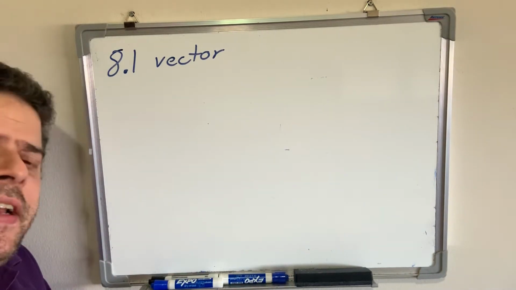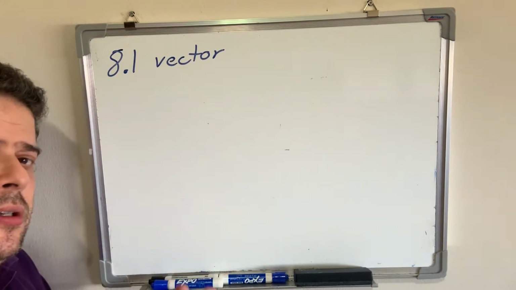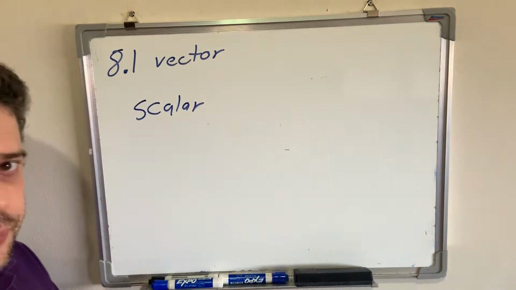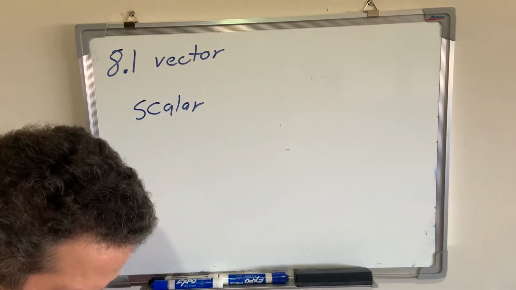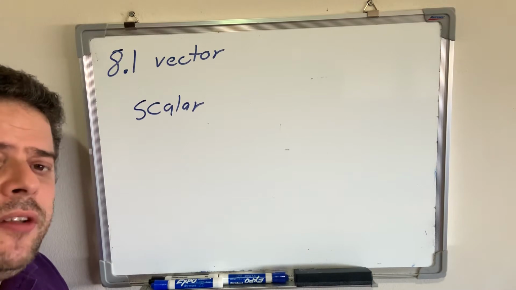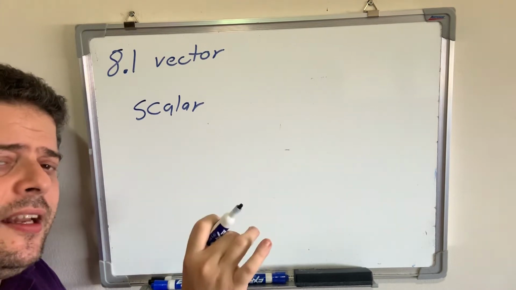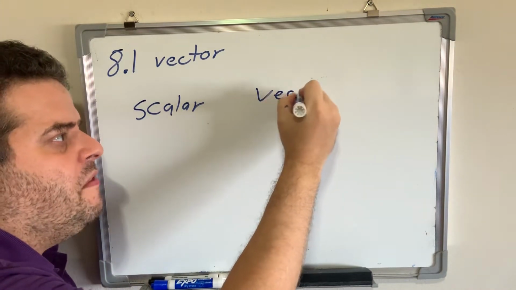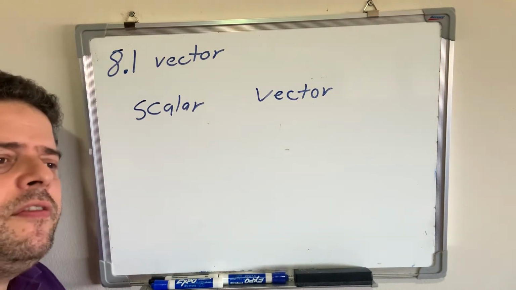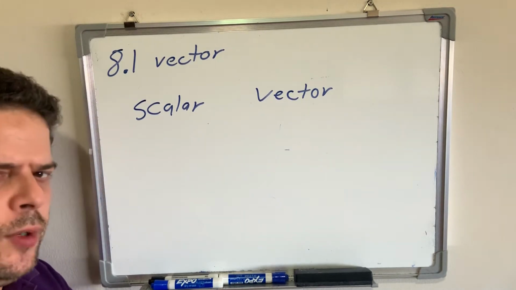So for example, if I say I walked 500 feet, no direction, that would be a scalar magnitude. A scalar quantity, 500 feet. If I said I walked 500 feet due south, I'm adding a direction to that scalar quantity, it becomes a vector. So again, scalar quantities have no directional element. Vector quantities do have a directional element.